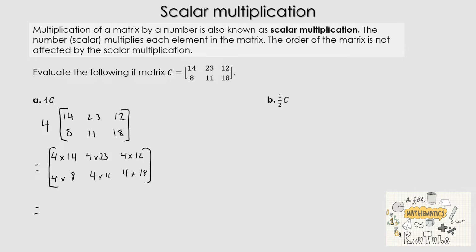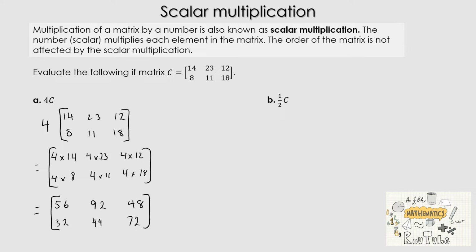So 4 times 14 should give us 56. Then 4 times 23 should give us 92. 4 times 12 should give us 48. And then we move to the bottom of the second row. 4 times 8 gives us 32. 4 times 11 is 44, and 4 times 18 is 72. And there we have it. So we have multiplied each of the elements inside the matrix by 4, which is the scalar.